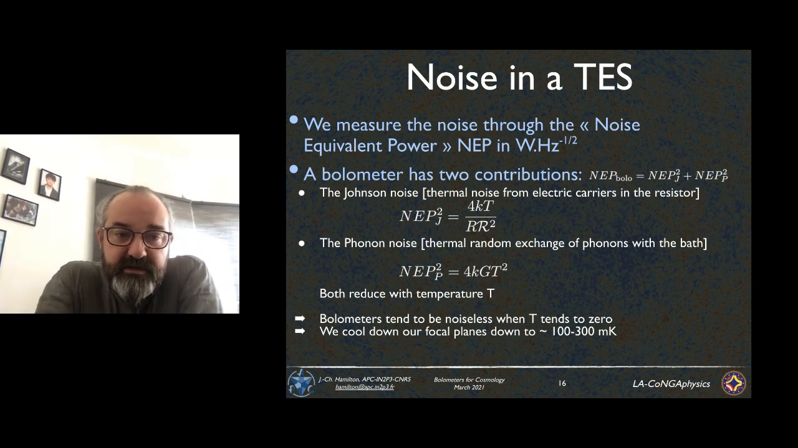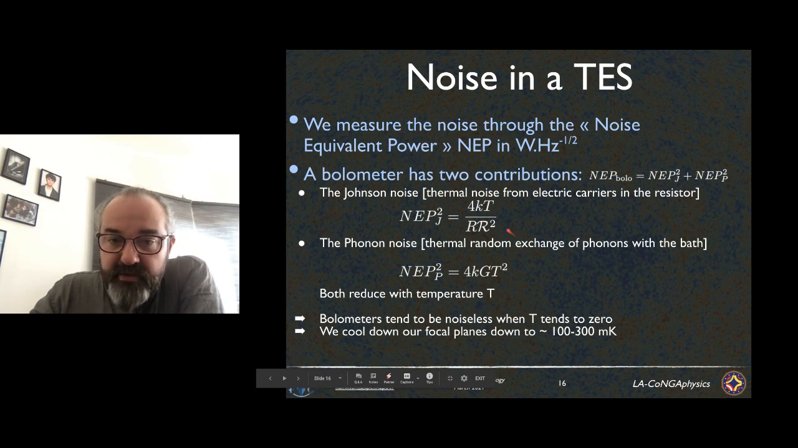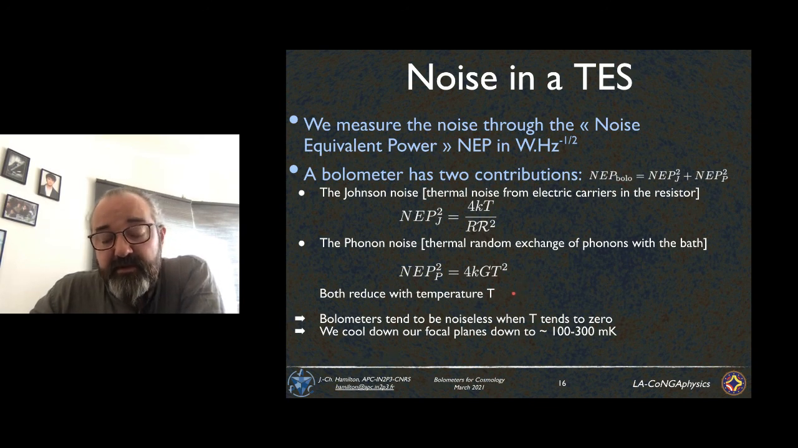The phonon noise is some random exchange of phonons with the bath, and is basically the vibration of the crystal that constitutes the bolometer. So the formulas for these two contributions are here. We will not discuss them, but what I want you to see here is that they both depend on temperature, and they will reduce if temperature reduces. So if temperature goes down to 0, these two contributions go down to 0. So that means that bolometers tend to be noiseless when the temperature goes to 0. And that's why we cool down our focal planes down to very low temperature of between 100 and 300 millikelvin.